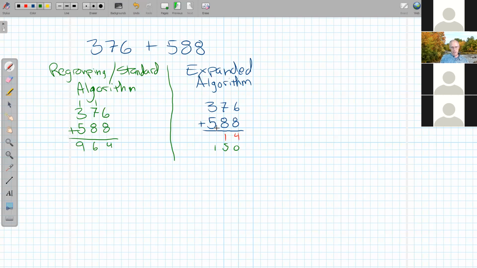That's a lousy looking 5. Let's try that again. That's a little better. And then moving over to the next column, that's not just a 5 and a 3, it's a 500 and a 300. 500 and 300 is 800.